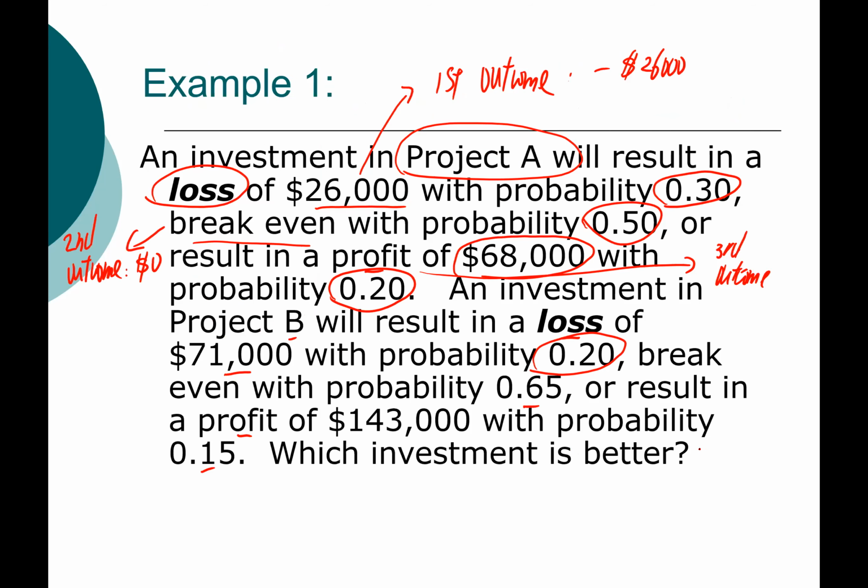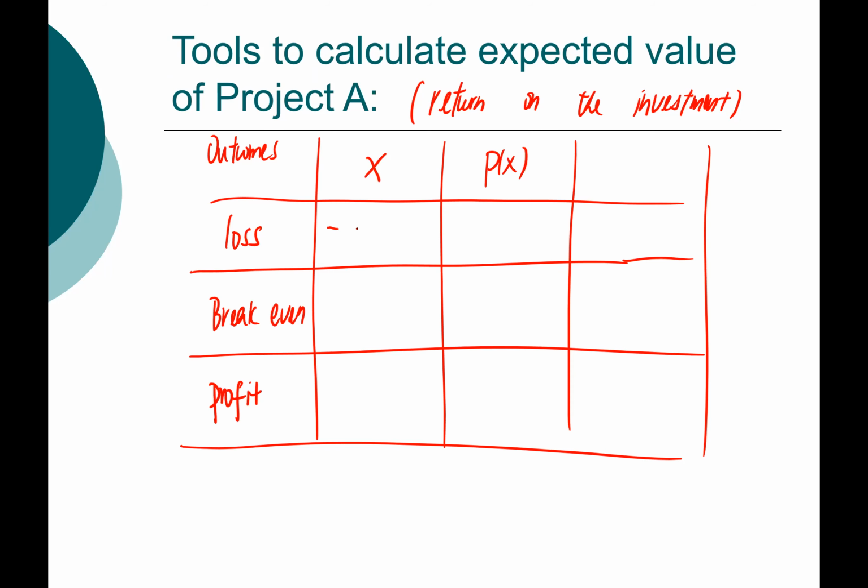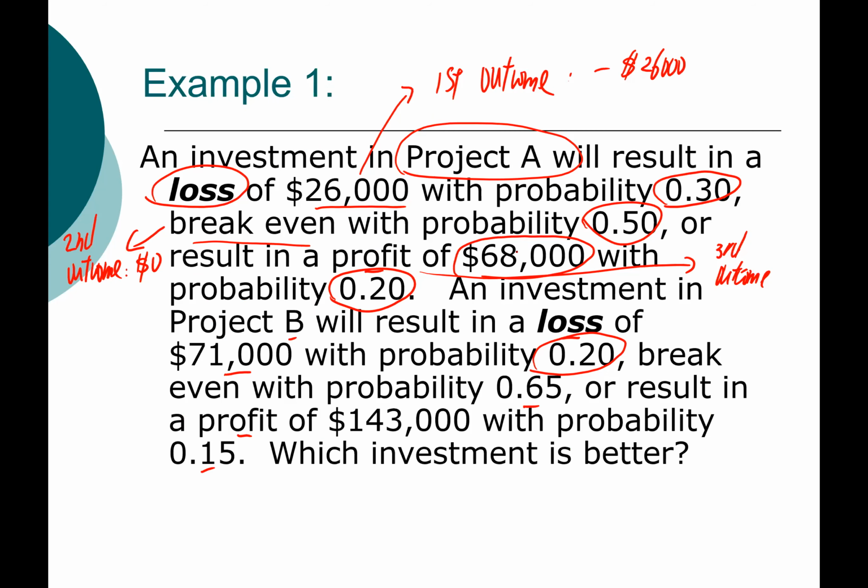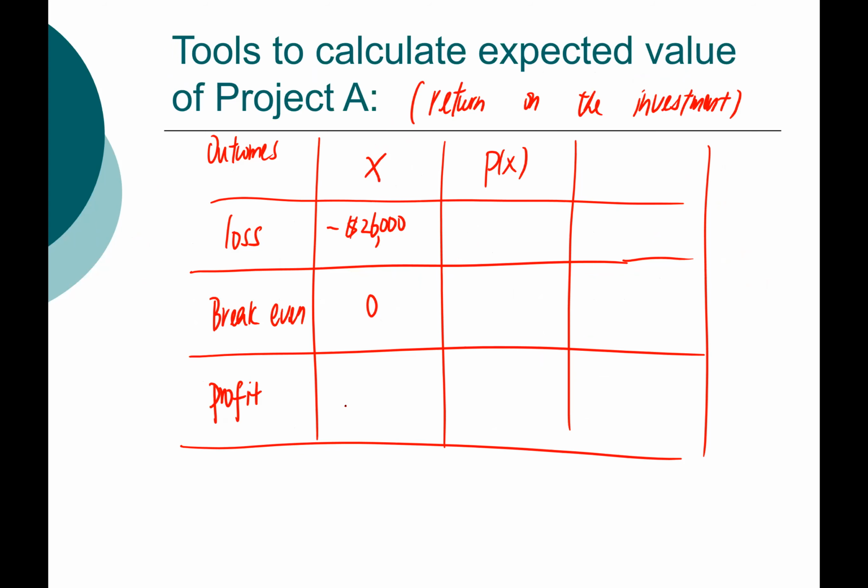Now for the loss case, loss is 26,000. Since it's a loss, it should be negative 26,000. That's the first outcome. And break even, we know it will be 0, no gain, no loss. The third case is a profit of 68,000, positive. And each one of them has a different probability. The loss case probability is 0.3, break even is 0.5, and the profit case is 0.2.